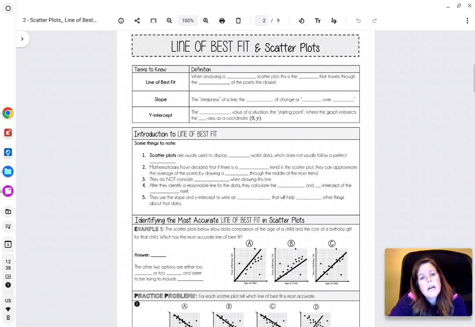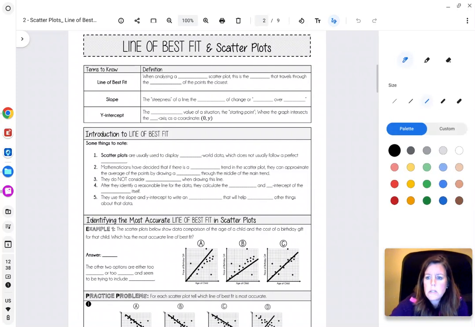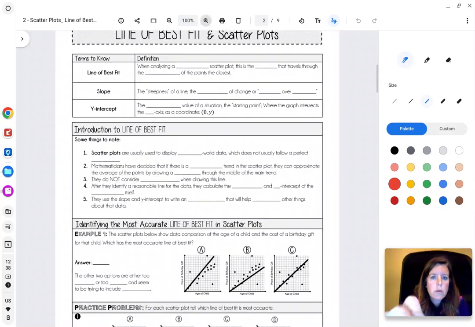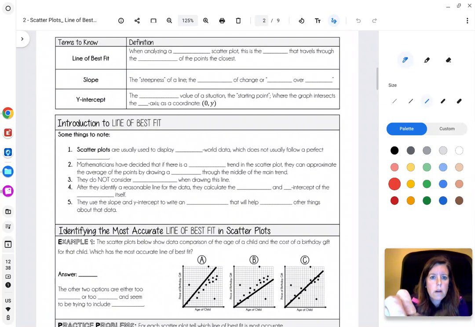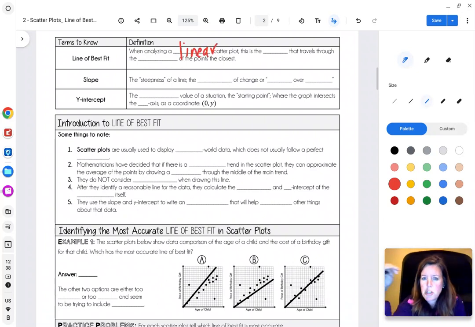So with this line of best fit, when you are analyzing a linear scatter plot, so again, something that's going in a straight line, this is the line that travels through the middle of the points closest.